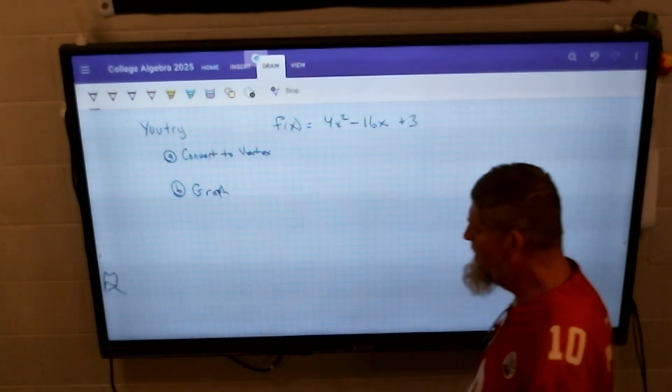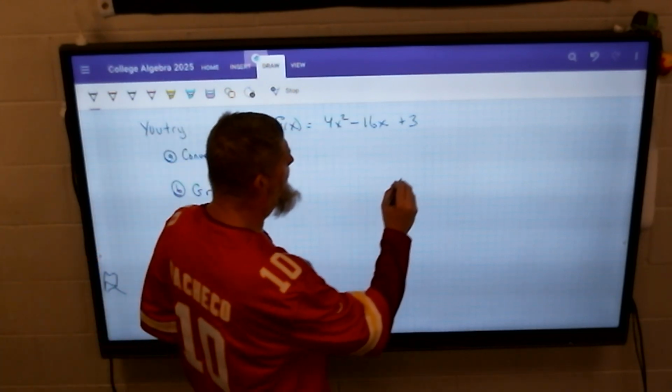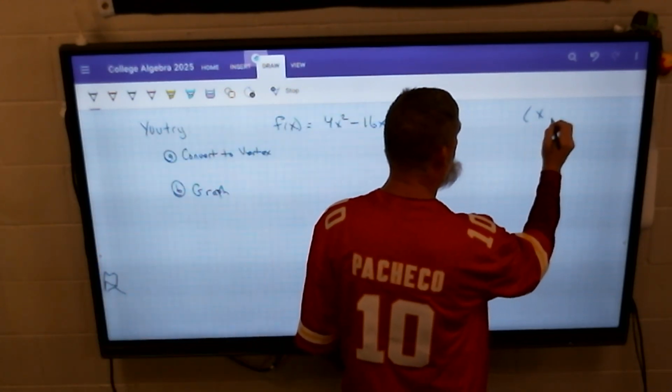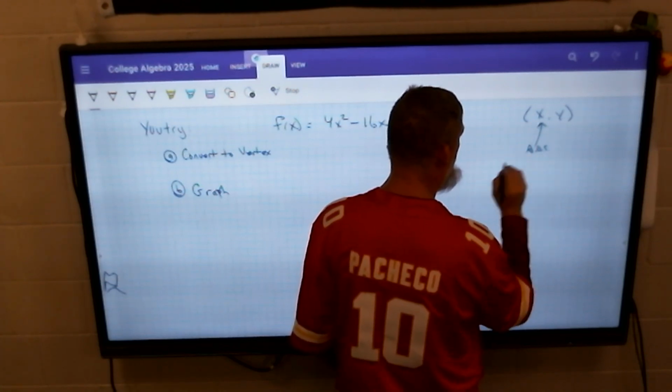Wait, so the axis of symmetry is the x, right? Correct. So when you have the vertex x, y, that is your axis of symmetry. Those are the same things.